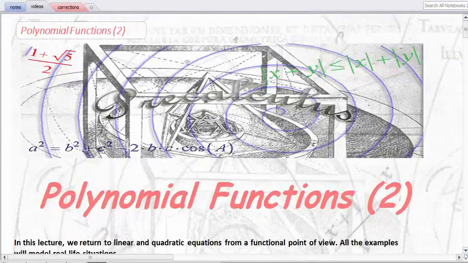In this lecture, we're going to be working with the first two types of polynomial functions, linear functions and quadratic functions. We're mostly going to be applying these to real-life situations. But first, let's look at the average rate of change of a linear function.